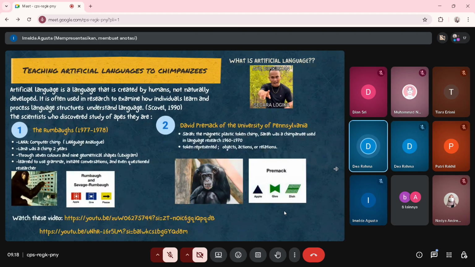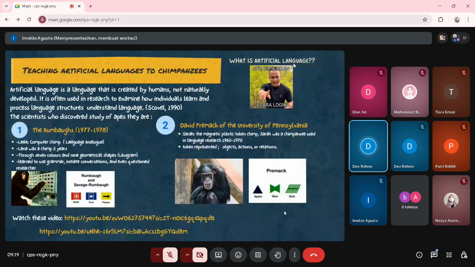And Lana learned a little grammar, to initiate conversations, and even ask questions, as the picture shows. Here, Lana learned that Lana needs an apple. So Lana touches the symbol for apple, which is red, with a circle and a gift. Here there is the verb, and the last one, please. Such as you need to help, please. That sign is the yellow sign.